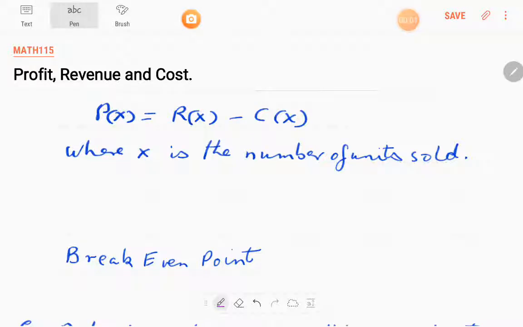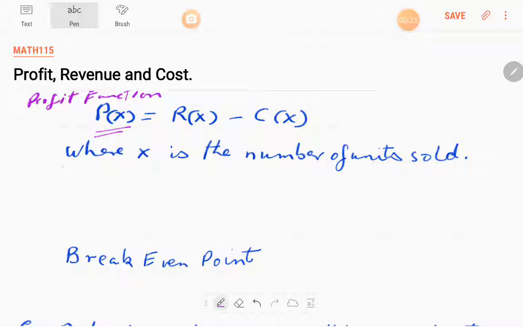In this video, we're going to be looking at profit, revenue, and cost. Okay, so we begin with the profit function. So this is our profit function here. Notice it has a capital P. Our profit function has a capital P, and that's revenue minus cost, where x would be the number of units sold.